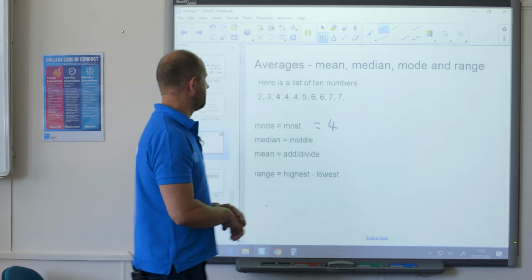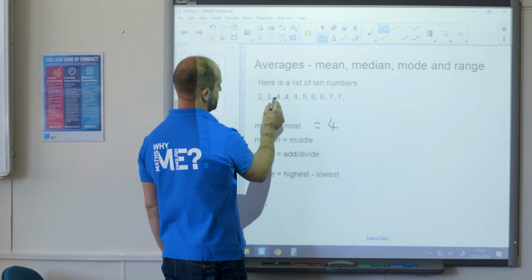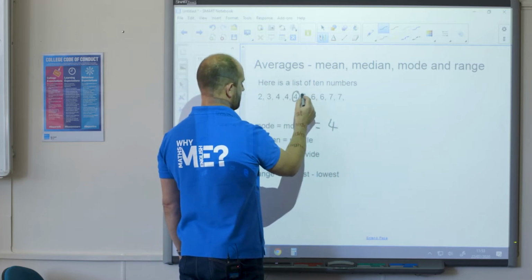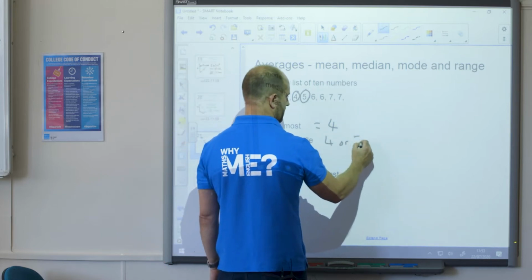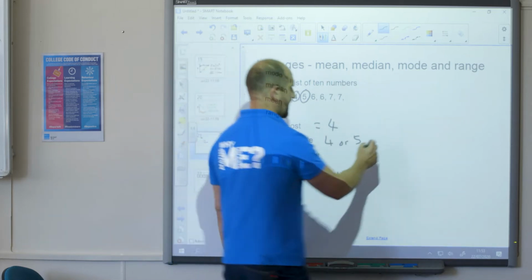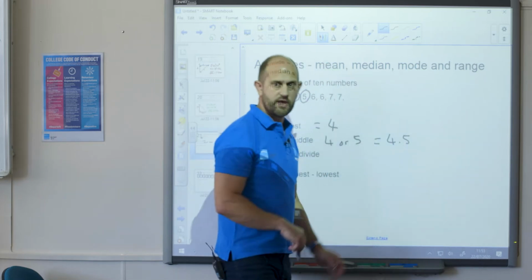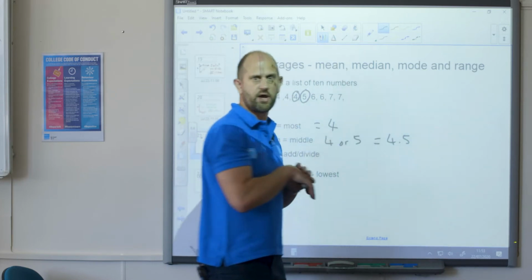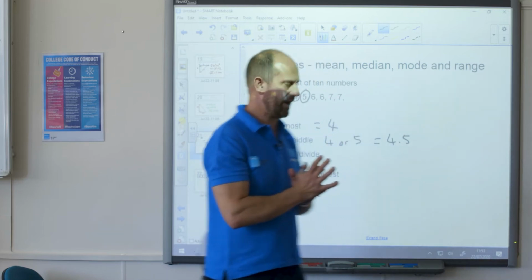The median is the middle value. Well, I've got 10 numbers, so I'm going to count in 5 from each side. 1, 2, 3, 4, 5. 1, 2, 3, 4, 5. So here it could be 4 or 5. And if that's the case, then we find the middle value. So clearly here, halfway between 4 and 5 is 4.5. If I had two wider values, 16 and a 22 or something like that, I'd add the two together and then divide by 2 to find the middle of those two values.